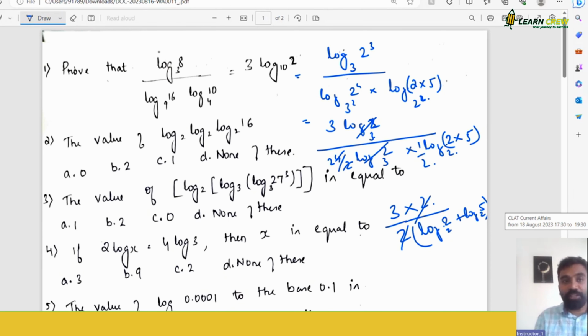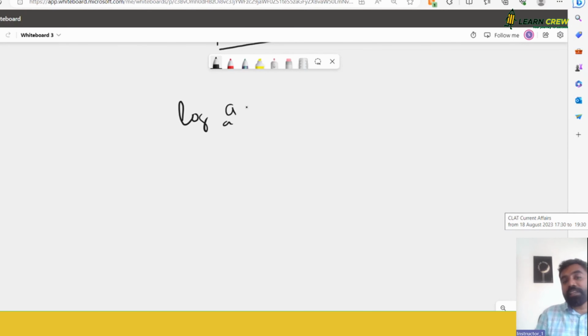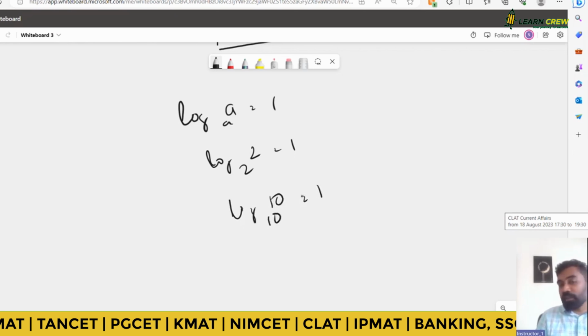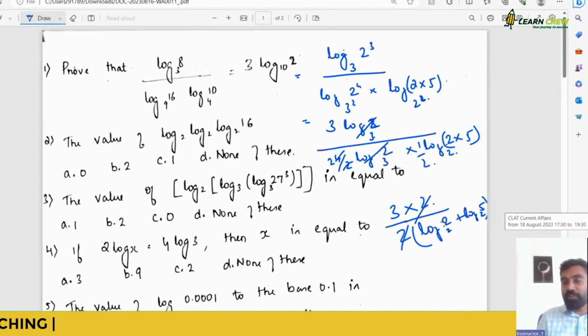Yes, this important rule I did not explain. Anything like this, log of a to the base a is going to be equal to 1. For example, log of 2 to the base 2 is going to be equal to 1. That is nothing but 2 power 1 equal to 2. In that way, log of 10 base 10 is going to be equal to 1. So whatever to its same base is going to be equal to 1. So this value is going to be equal to 1, and this is going to be equal to log 5 base 2. Log 5 base 2, right? Yes. So it is going to be 3 divided by 1 plus log 5 base 2.